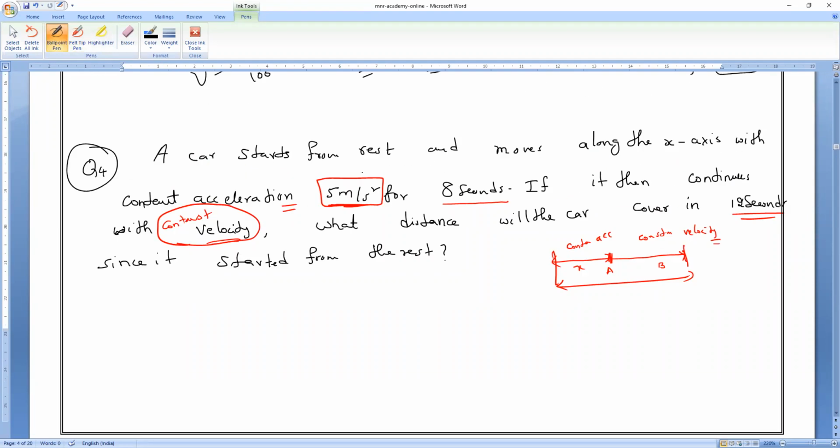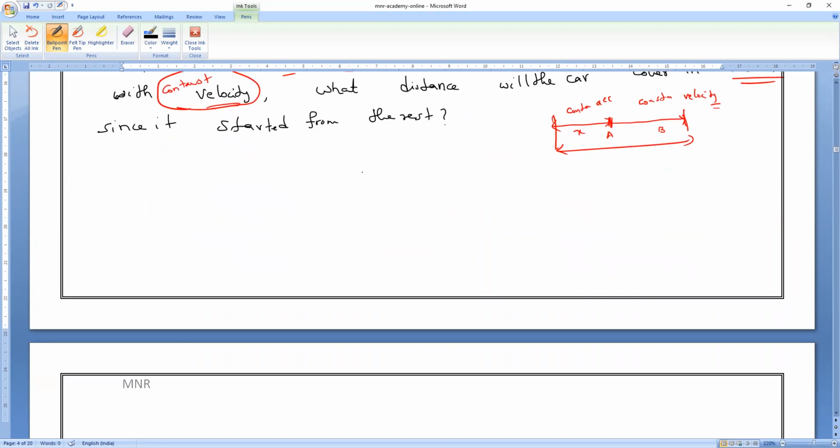Okay, the distance the car covers in 12 seconds since starting from the rest. So let us take motion from A to B. Let me take the distance from A to B. First of all, starting from rest, what is the initial velocity? Everybody, 0. Acceleration is equal to how much? 5 meter per second square. And what is the time of travel? It is traveling from 0 to 8 seconds. Clear?